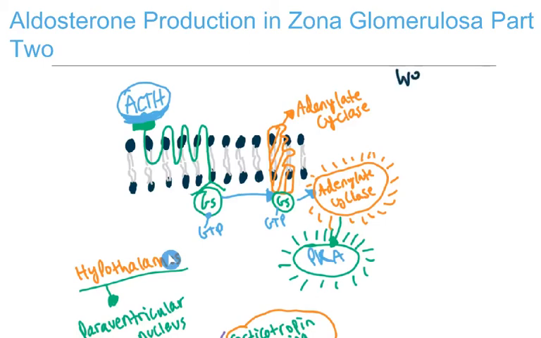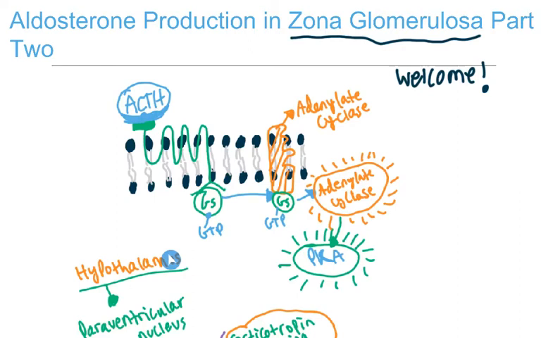Alright guys, welcome back to Underground Science, and here we'll pick up from where we left off in part 1 of the video on aldosterone production in the zona glomerulosa, the first layer of the adrenal cortex. In the previous video we looked at what happens when adrenocorticotropic hormone binds, how the G-stimulatory pathway eventually makes protein kinase A, and we said protein kinase A will later phosphorylate certain reactions that lead to the production of aldosterone.